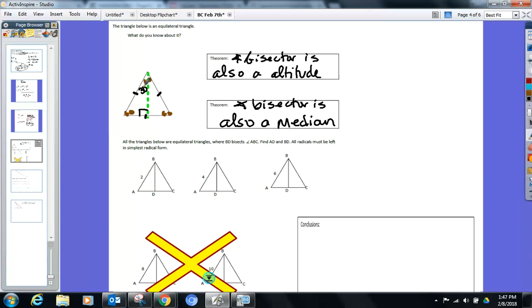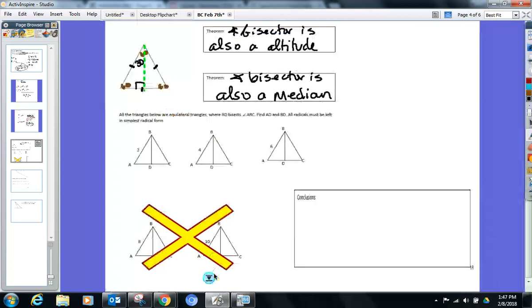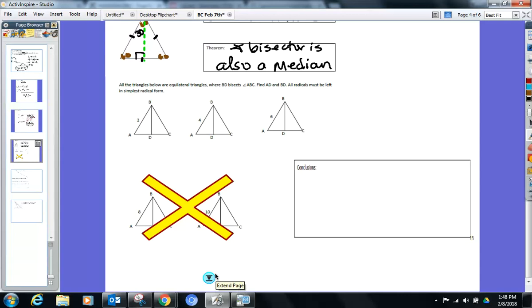Okay, yep, go ahead, next page. Let's see what the pattern is. All of these are equilateral. And BD is an angle bisector, which means BD is also a what? Altitude and a median. Keep that in your mind right now. So if it's an altitude, I got a right angle. I got 60 degrees at A. And how many degrees at ABD? 30, because it's an angle bisector.